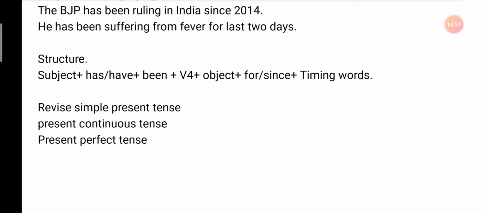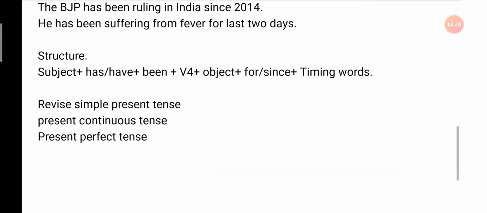If you want to make the negative of the structure, you have to do nothing, but you have to put not after has or have. If you want to make a yes-no question, you have to do nothing, you have to put has or have at the beginning, before the subject, and it becomes a yes-no question.